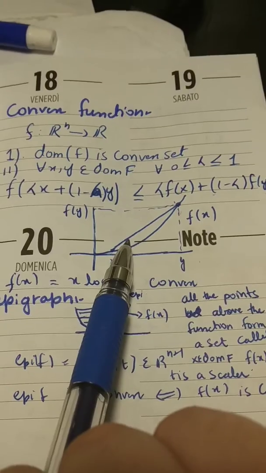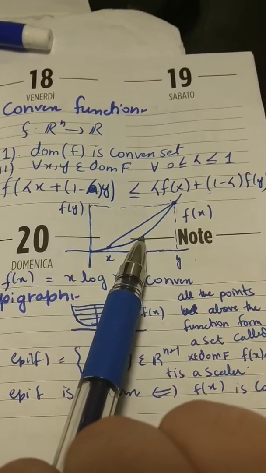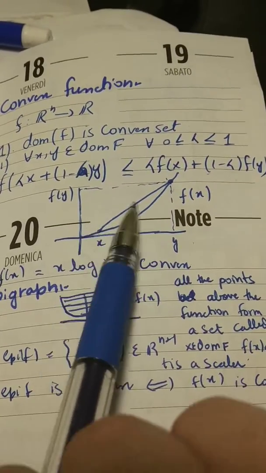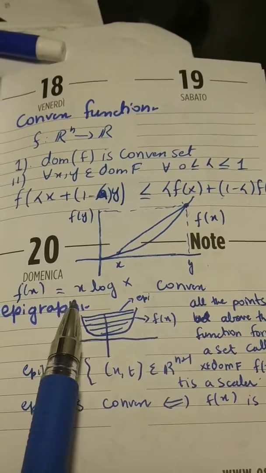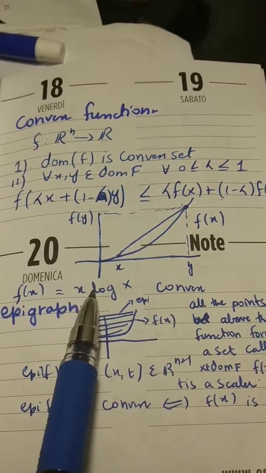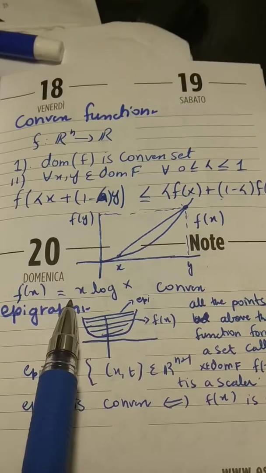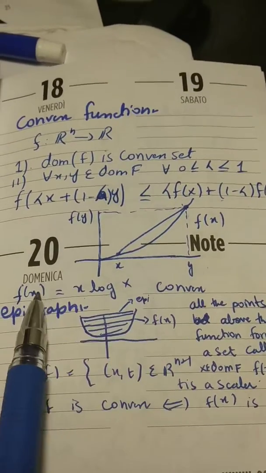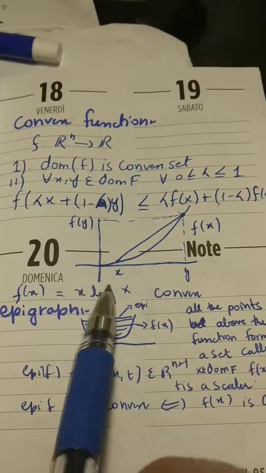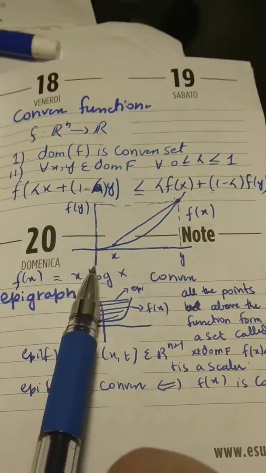If it is above the chord, then it is called a concave function. For example, x log x is a convex function. This is called the convex function. When you solve it, you can know that this is a convex function.